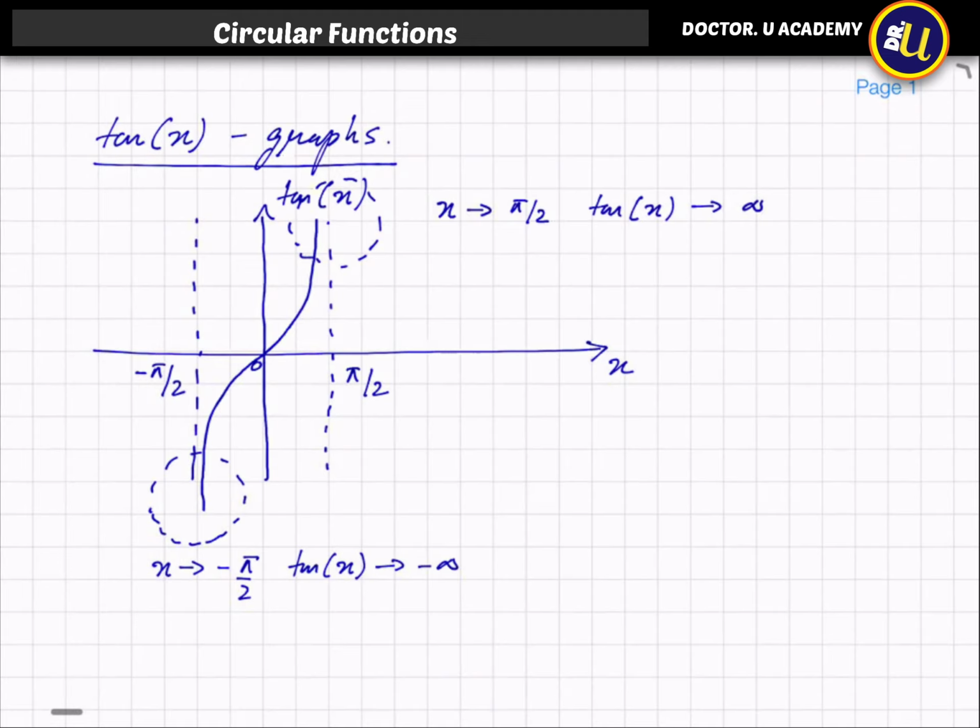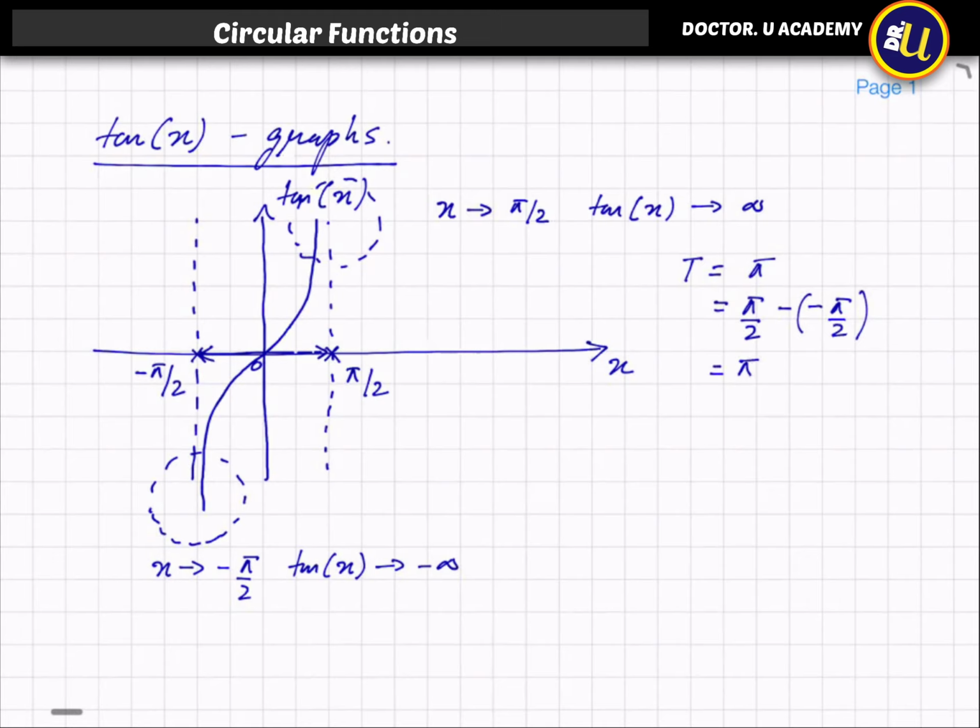So what is the period here? The period for this graph would be pi. How do you find that? Your upper limit would be pi divided by 2, your lower limit would be minus pi divided by 2. The period is the distance between these two points. That would be pi divided by 2 minus minus pi divided by 2, and that's going to be pi.